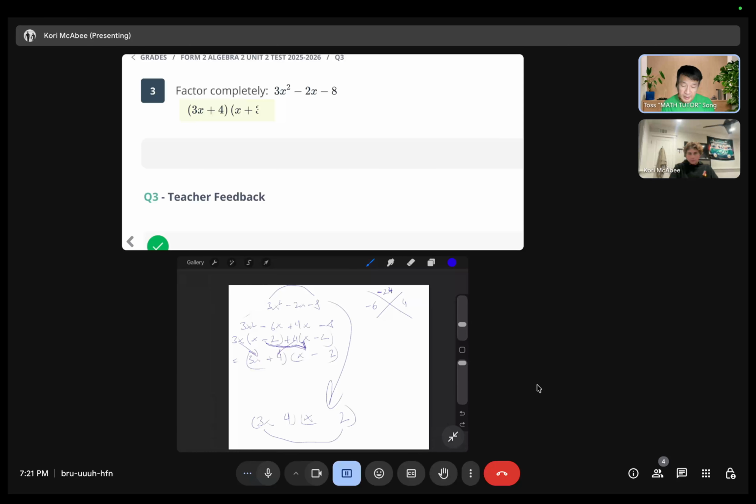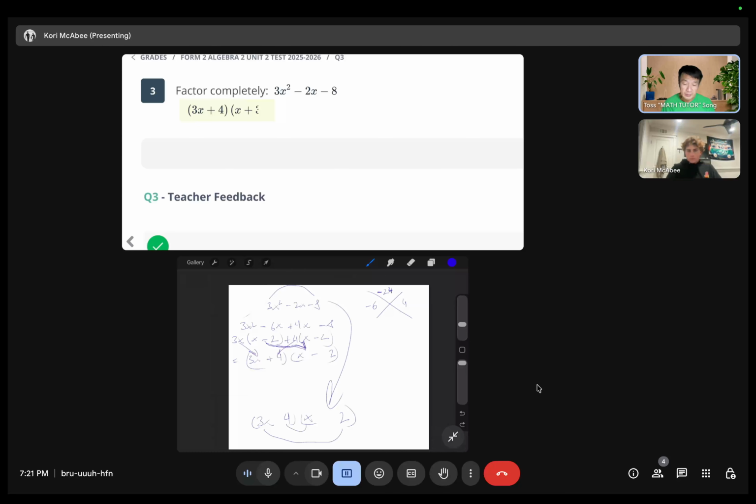So anyway, when you FOIL, why am I not doing the first and the last? Because you already got it. The first is this, the last is that. To get your 8, you get your 3x squared. That's why you only need to do the outside and inside. The outside is 6x, the inside is 4x. If I subtract, I'll get my 2. That's why these are the right combination.